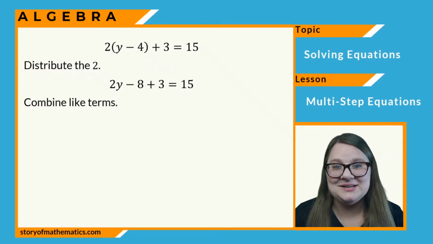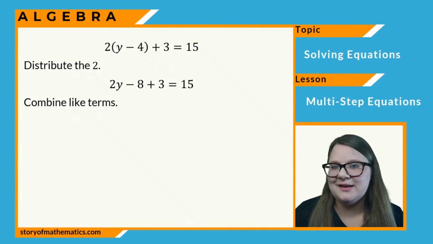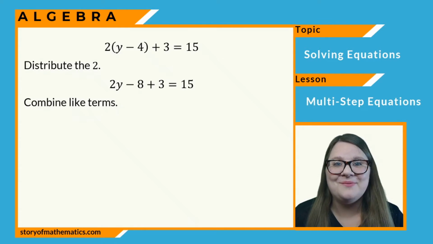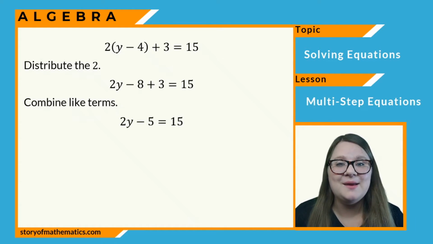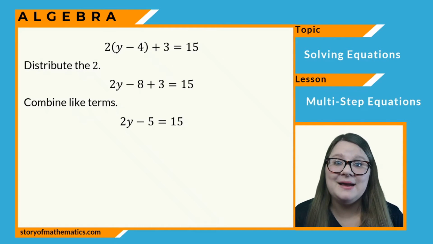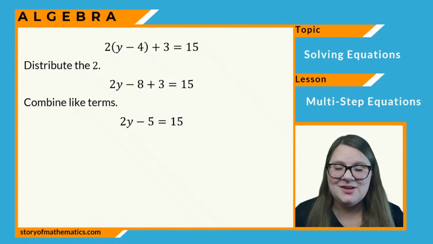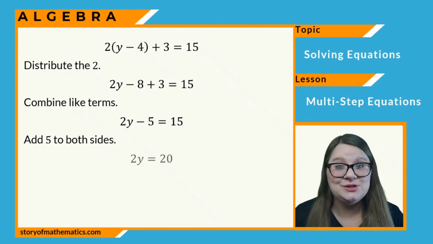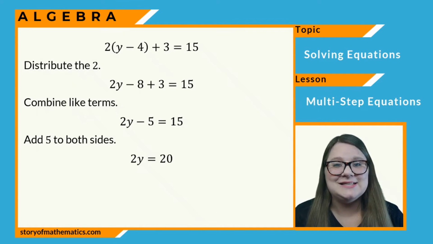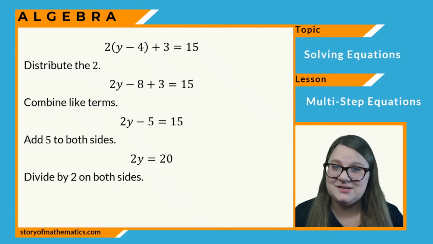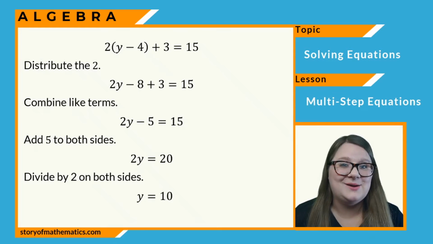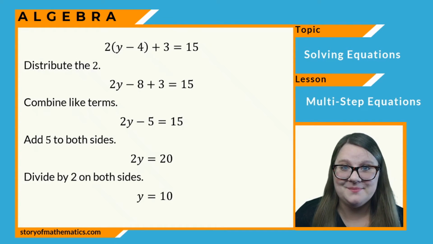Now I need to combine like terms. In this case, I do have like terms on the left side. That negative 8 and positive 3 will combine to give me negative 5, making my new equation 2y minus 5 equals 15. Now I need to get the y by itself. So I'm going to start by adding 5 to both sides. That makes my equation 2y equals 20. Now, since it's 2 times y, I'll divide by 2 on both sides to get y by itself. And that's going to give me y equals 10 as my final answer.